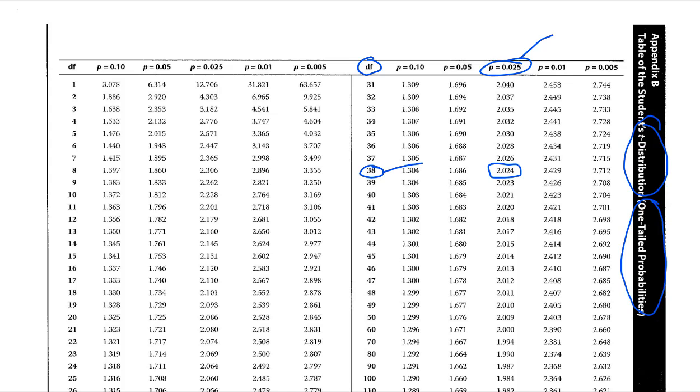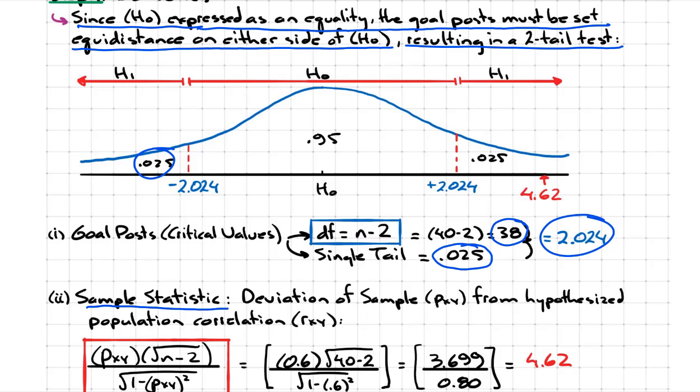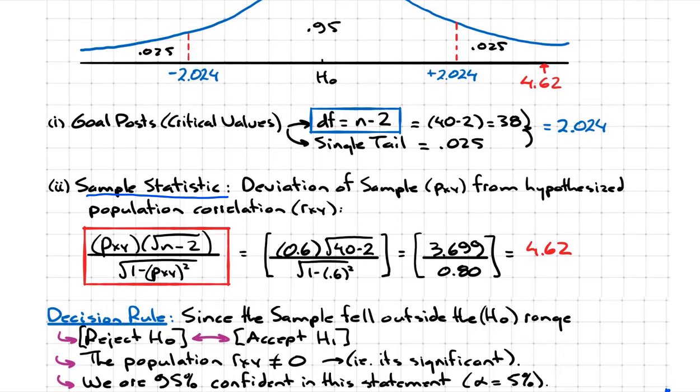So when we triangulate degrees of freedom with the tail area, we get a critical value of 2.024, which is right there. So what that tells us is that the goalpost needs to be 2.024 on either side of the null statement. So one of them would be plus 2.024 and the other one would be minus 2.024 standard deviations. So the goalposts are set up. Now the only question is, did the sample fall within this or outside of this range?